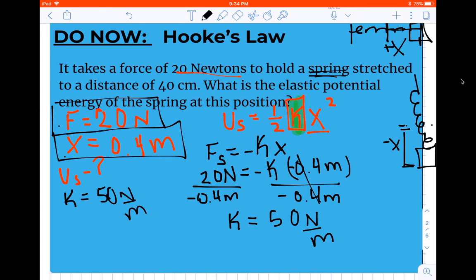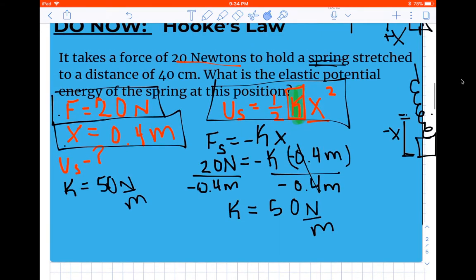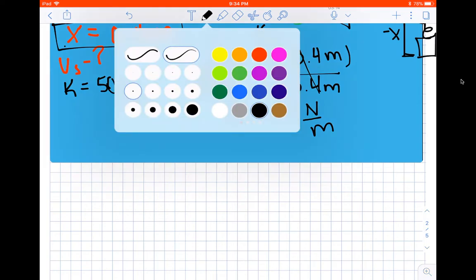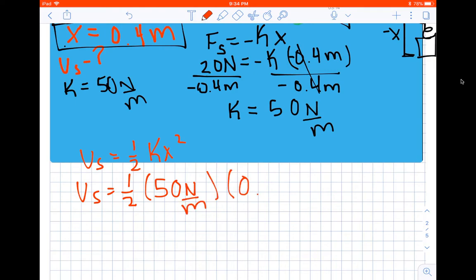Now that we have our K value, our value for a spring constant, we can now go back and plug into our relationship for elastic potential energy and find the energy stored in the spring at that position. So let's go ahead and do that. Again, we know our relationship for elastic potential energy, we just found our K value, so we can now plug in for that. And the displacement remains the same.